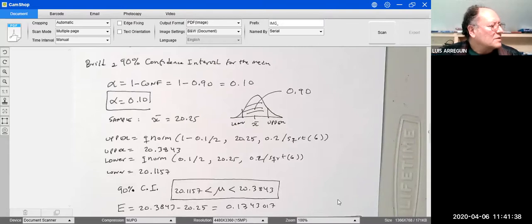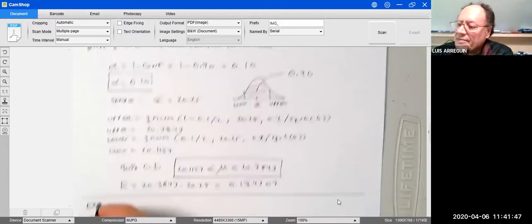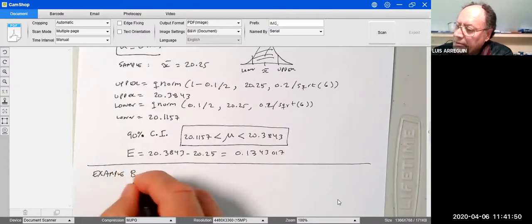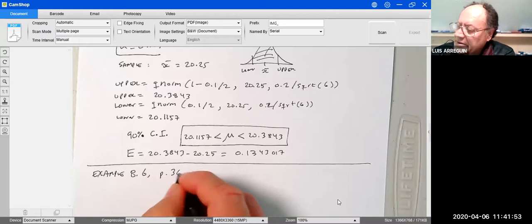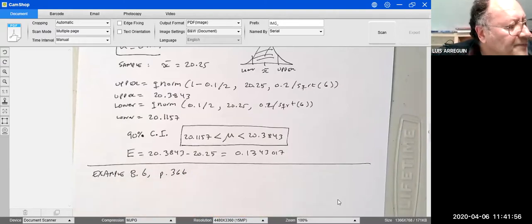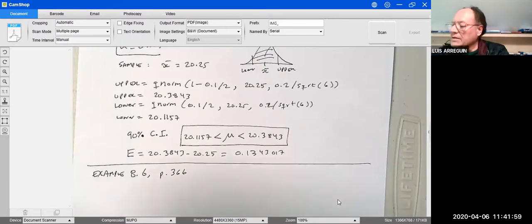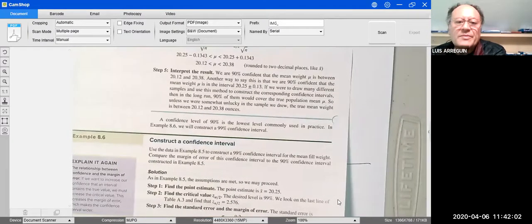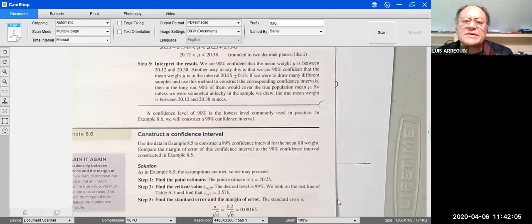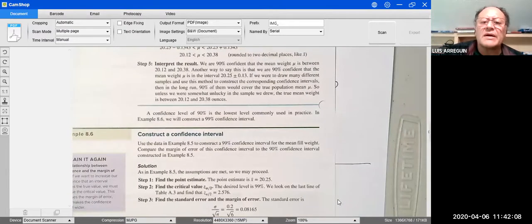One more problem. We have example 8.6 on page 366. Essentially we're going to use the information from the previous problem. The only thing that we're going to change is the confidence percent. Instead of 90%, now it's going to be 99%, and we're going to see the difference of the margins of error.